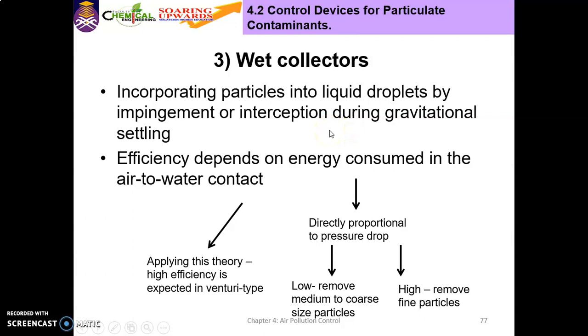So the third one is the wet collector. Why do we call it a wet collector? Because it incorporates particles into liquid droplets. So this equipment uses liquid droplets by interception during gravitational settling. The liquid droplet will trap the particulate. The efficiency depends on the energy consumed in the air to water contact.